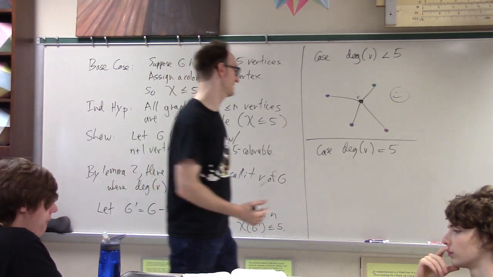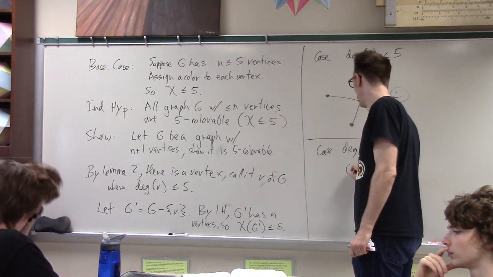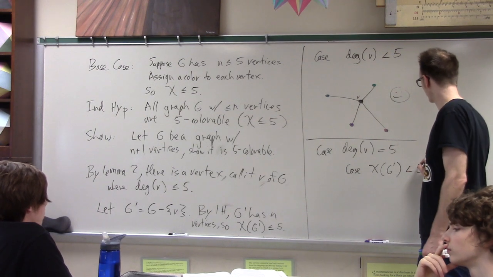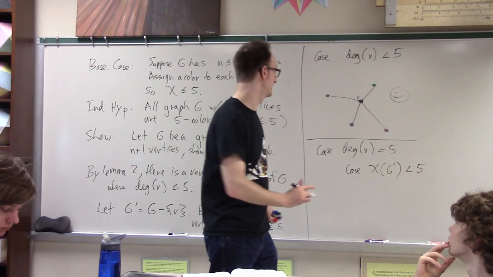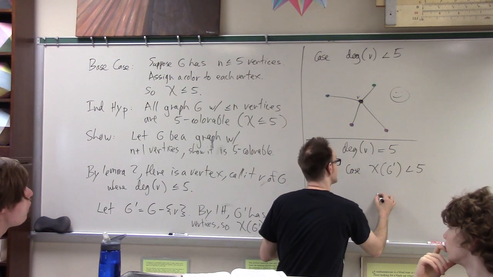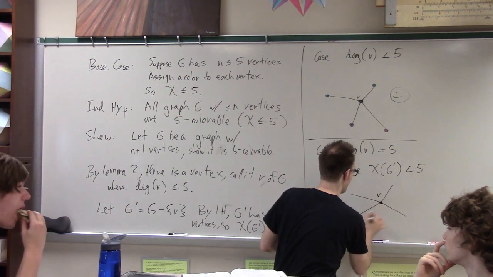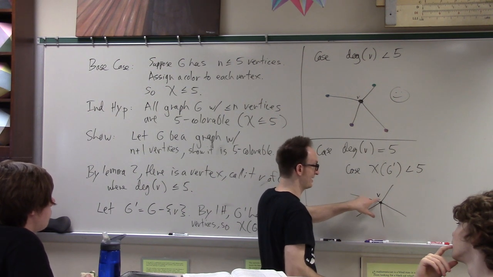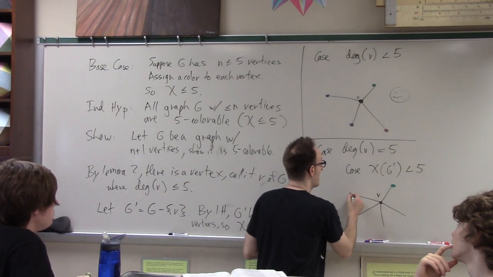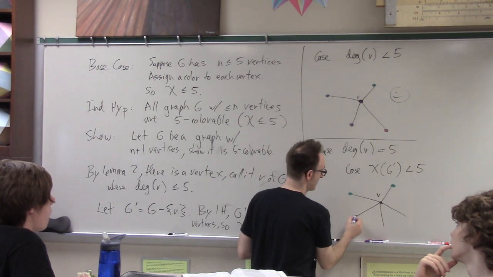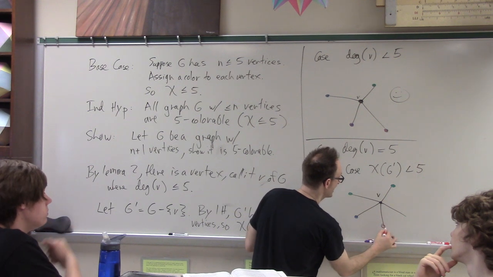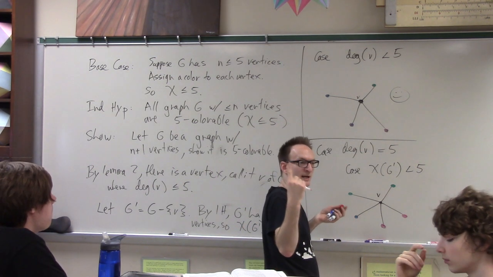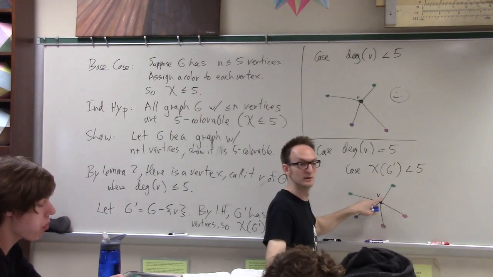So one other sort of trivial case within this case is where the chi of G prime is actually less than 5. In other words, the picture looks exactly like above, except now V has 5 friends, but that entire graph G prime, the graph G without vertex V, can be colored with just 4 colors or fewer. So I'm showing the 4 case. If I can do the entire G prime graph with 4 colors or fewer, then I've done everything, and I still have a whole color spare in my pocket. So I just assign V that 5th color.